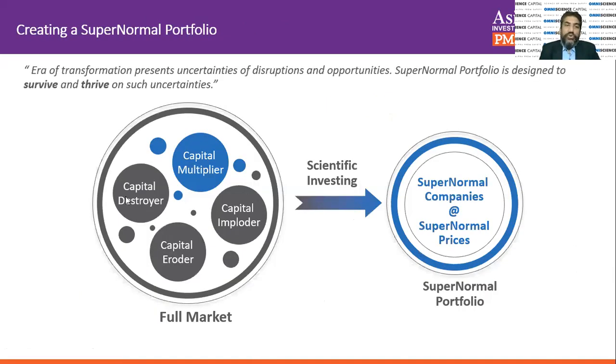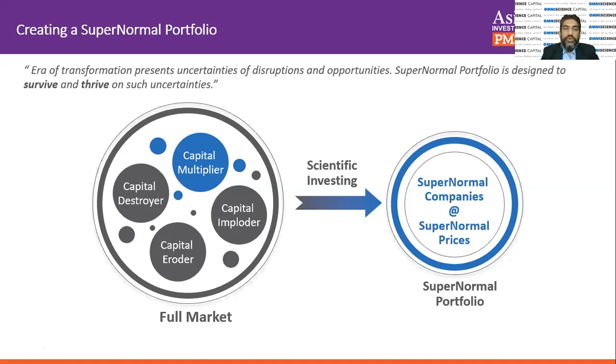Now pay attention to how you create a supernormal portfolio. So in the era of disruptions and transformation, there are of course problems and opportunities. And that is why you need a supernormal portfolio which can survive and thrive. Now imagine the full market, and you of course have the option of investing in the full market, what typically people call index investing or ETF investing. But there is a problem. When you buy the full market, there are a lot of companies in the market which are troublesome, which you would not like to have.